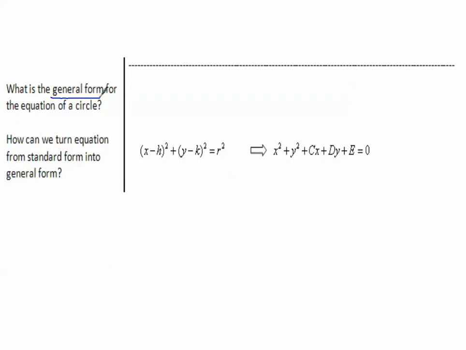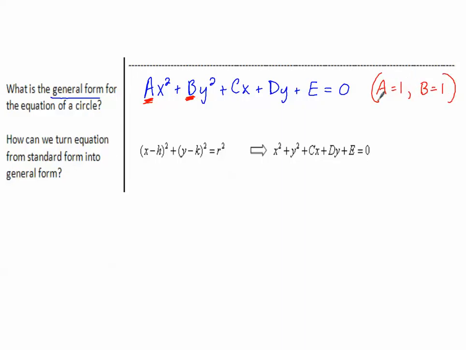General form, usually it's written as ax squared plus by squared plus cx plus dy plus e equals 0. All those capital letters represent real numbers. In fact, the A and the B always just equal 1 if it's a circle. A equals 1 and B equals 1 when we're working in the general form. Notice the x squared and the y squared don't have any number in front. Actually, they do. They have an invisible 1. And that's what it'll always look like for a circle.